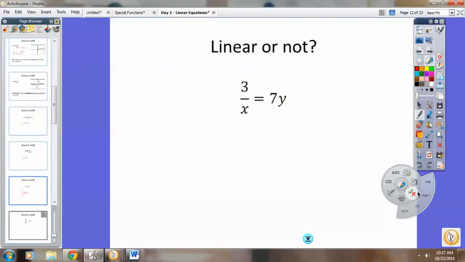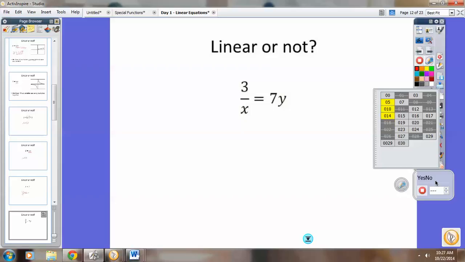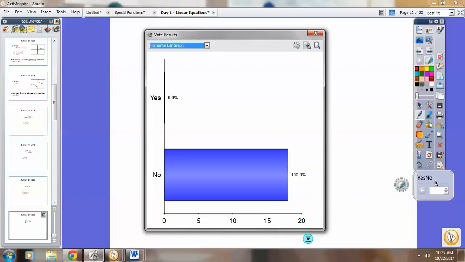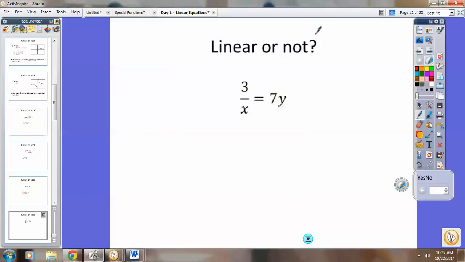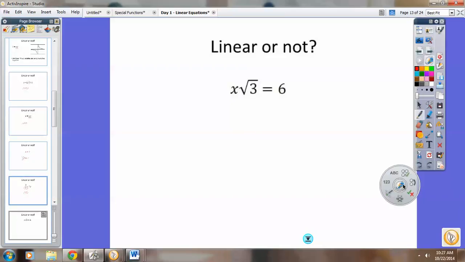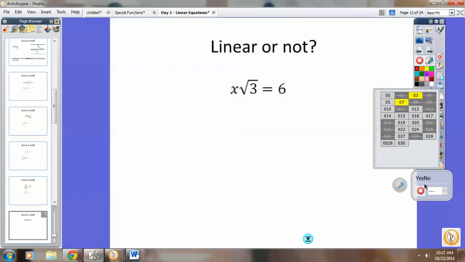Flip this one. You are correct. It is not linear, and all because of that variable in the denominator. This one.